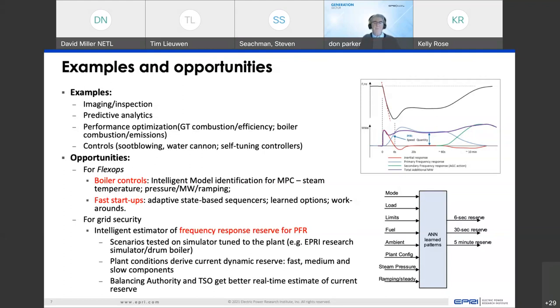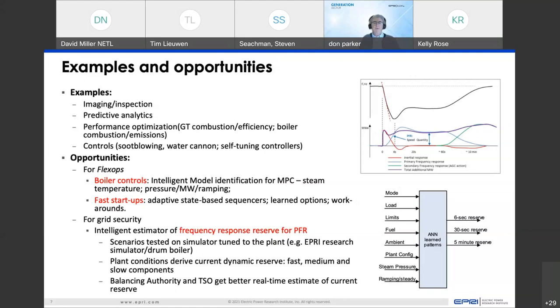So I'm suggesting that with an intelligent estimator of frequency response, we can take into account all of the variables on the right-hand side there: the mode, the load, limits, fuel, ambient conditions, plant configuration, and come up with not just one number, the frequency reserve, which is what NERC requires at the moment. We can provide a 6-second reserve, a 30-second reserve, and a 5-minute reserve. Can it hold on for a full 5 minutes? And so how are you going to use artificial intelligence to come up with this? Well, you test scenarios. You do it on a simulator, for example, the EPRI research simulator. We could do it on a drum boiler, on a once-through boiler, on different types of plant.